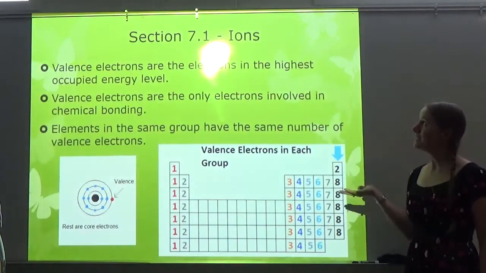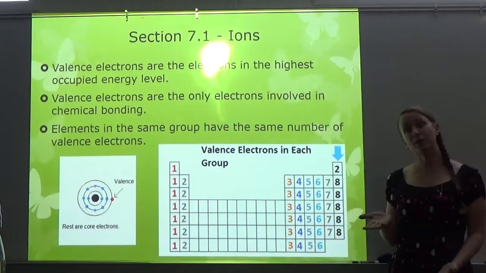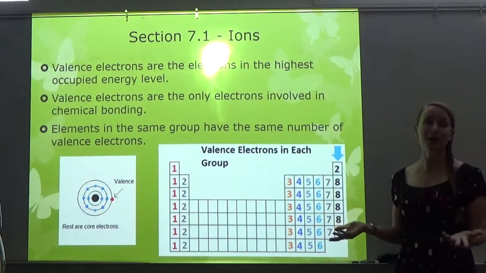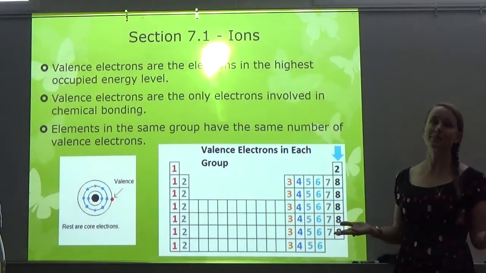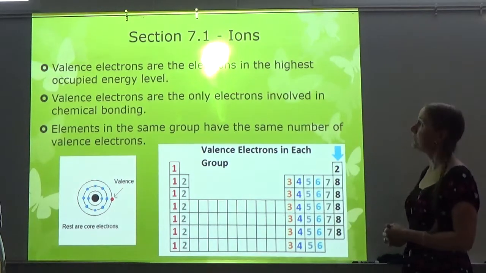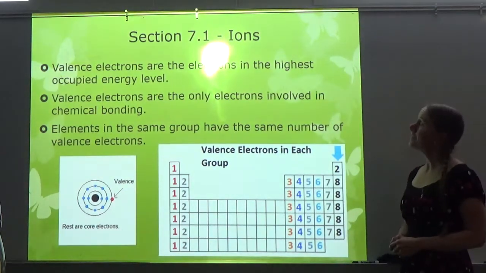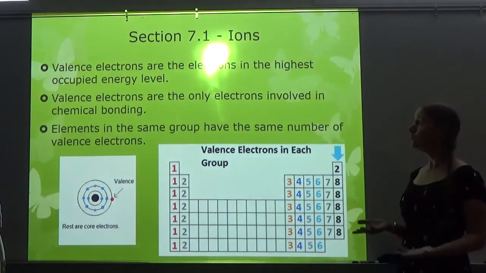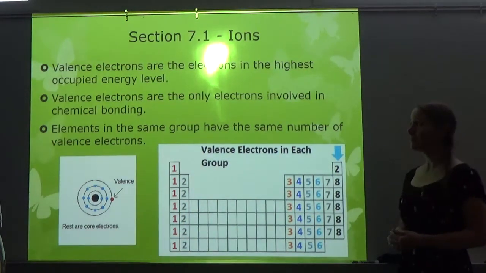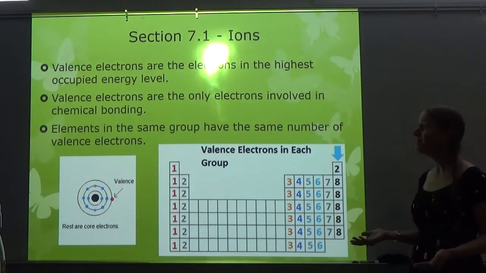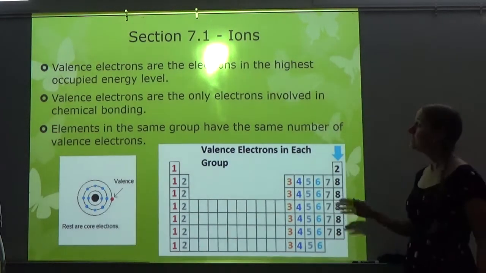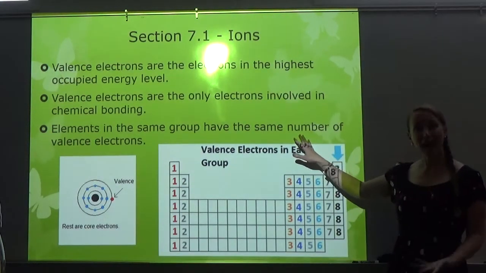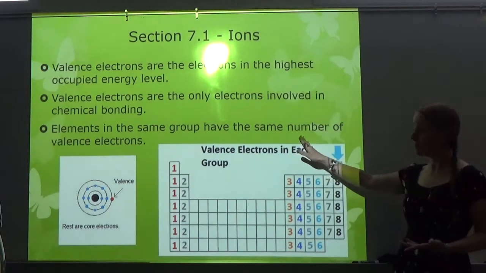So the first thing we need to talk about is ions, because that's one of the ways that atoms bond: they gain or lose electrons and become ions, and they're attracted to one another. So valence electrons are electrons in the highest occupied energy level. Valence electrons are the only electrons involved in chemical bonding. And elements in the same group have the same number of valence electrons. So you can tell how many valence electrons an atom has based on its location on the periodic table.